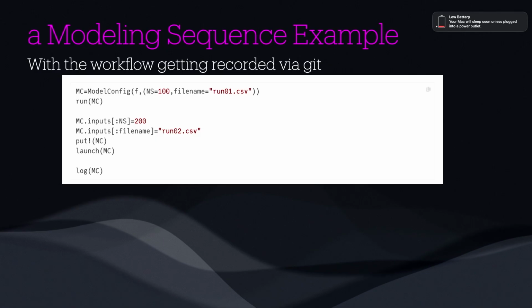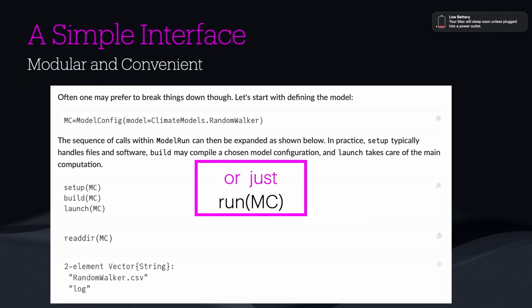Here's a slightly different example where I do 2 simulations. Again, the first one defines a model, and this is a very, very simple model. It's like a random walk in Julia, a single function written in 1 line. But it's just to demonstrate the strategy.